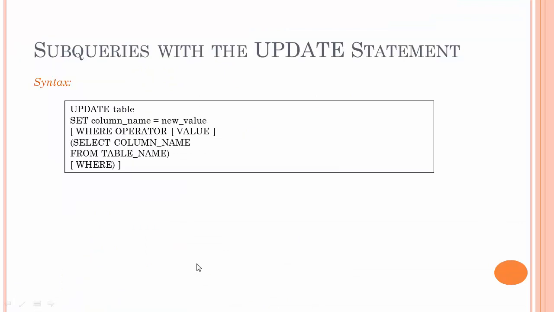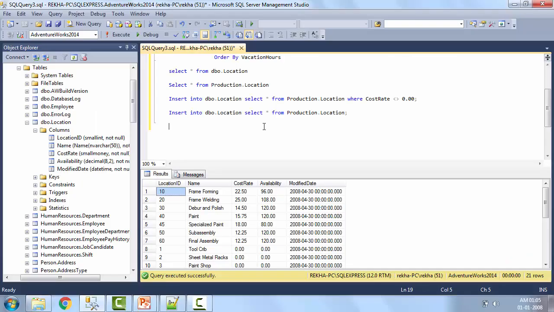Subqueries with the update statement. So here we have the syntax: update table set column name equal to value where operator, and the value for the where clause you will get from the subquery. So in the parenthesis, select column name from table name, and then if you want you can apply a where clause as well. So let's see how we can use this in SQL.